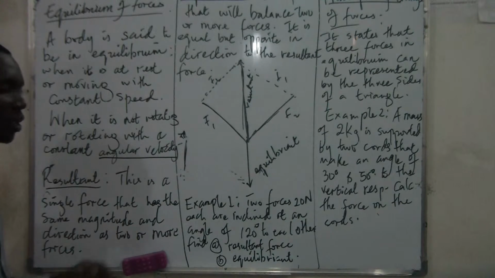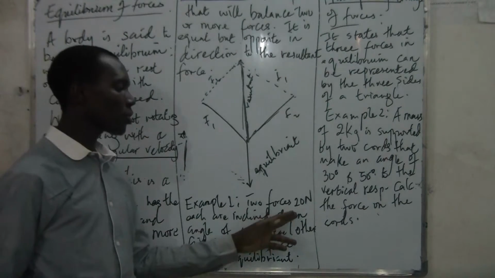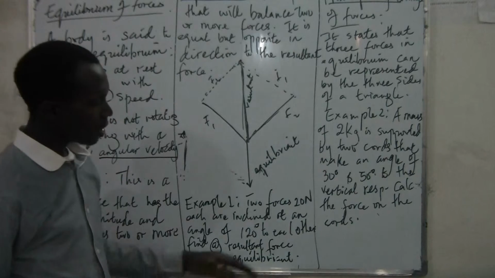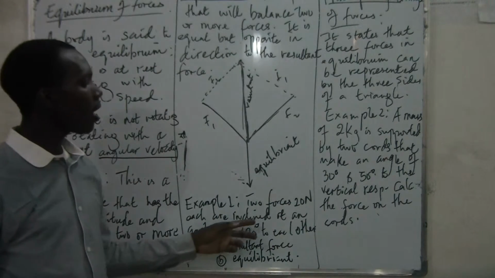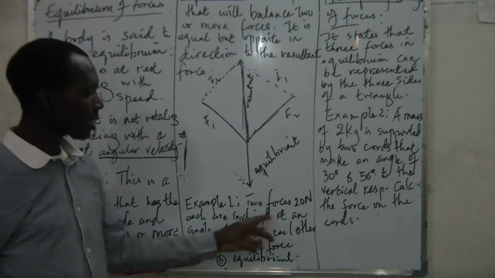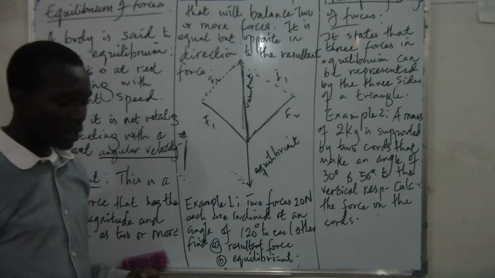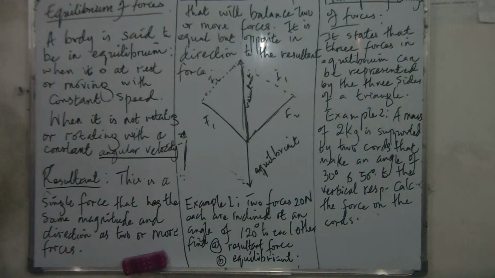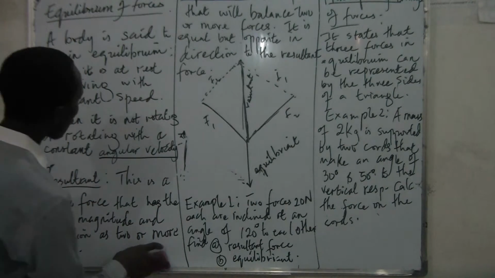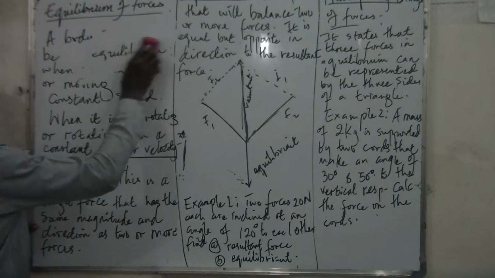Let's take some examples on the resultant force. This first question says that two forces, each of which is 20 Newton, are inclined at an angle of 120 degrees to each other. We're asked to find the resultant force and the equilibrium force. We have two of such forces.